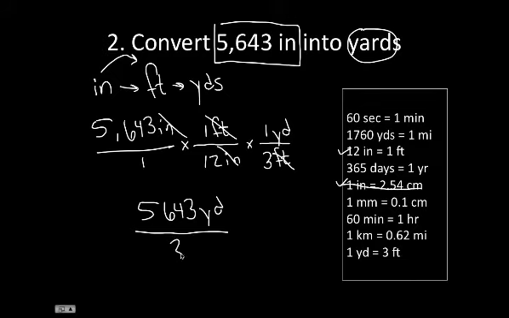12 times 3 is 36. And then in my calculator, I'm going to take 5,643 divided by 36, and I'm going to get 156.67.75 yards.